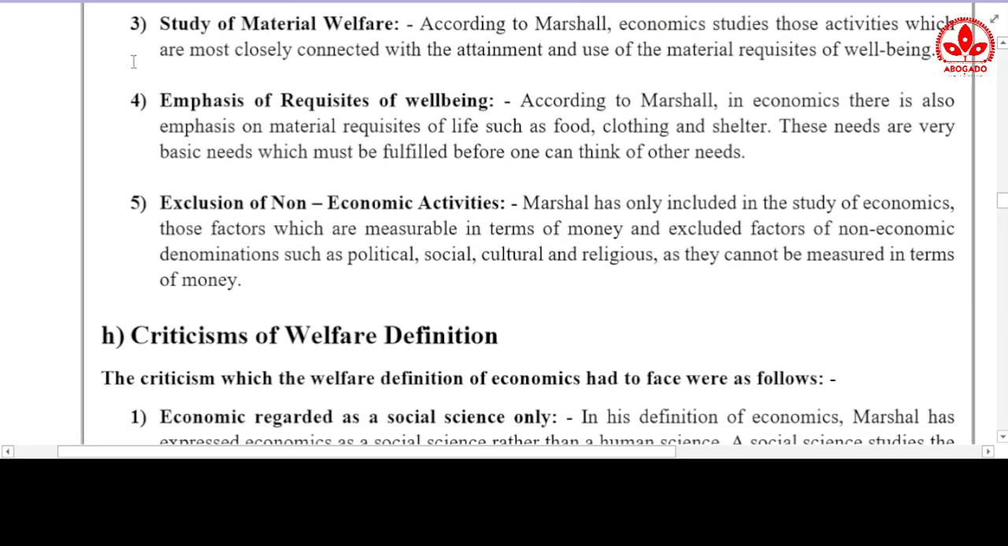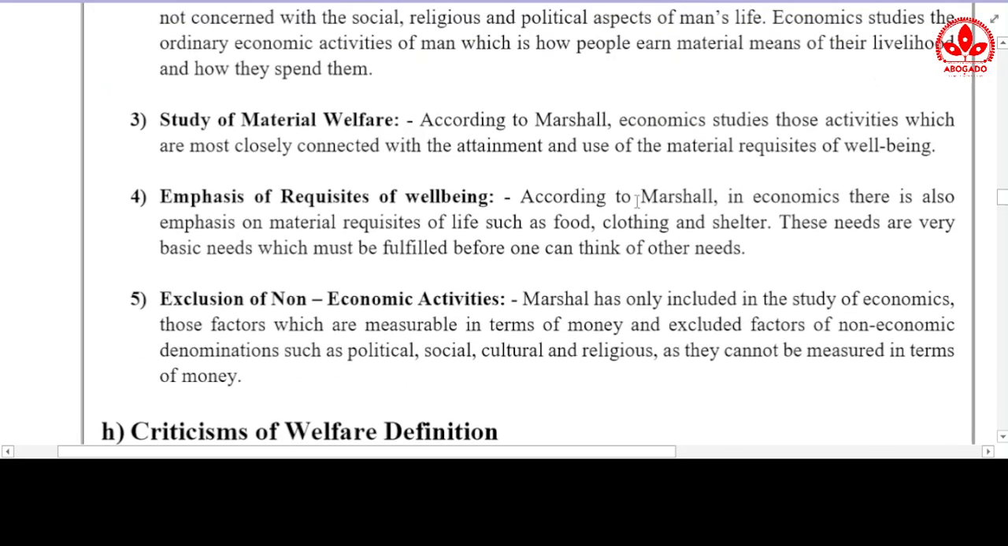After this comes that it is the study of material welfare. Now according to Marshall, economics studies those activities which are mostly connected with the attainment and use of material requisites of well-being. Like I said, the previous definition, the wealth definition, only spoke about wealth, but this welfare definition speaks about wealth along with welfare. So if we say it conclusively, then economics is the study of wealth plus welfare. Therefore it can be said that economics is a study of that welfare which is concerned with the acquisition of wealth.